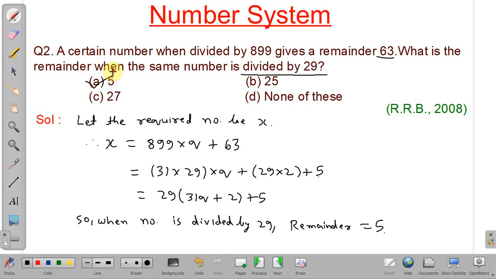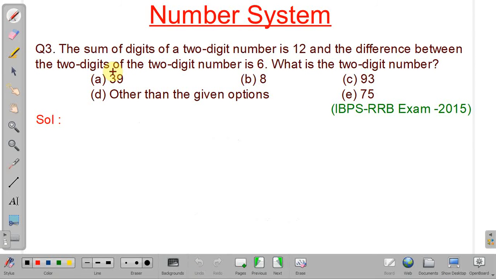Okay, now next problem we will discuss. See, in this problem, what is given? The sum of digits of a two-digit number is 12 and the difference of the digits is 6. Then what is the two-digit number we have to find?